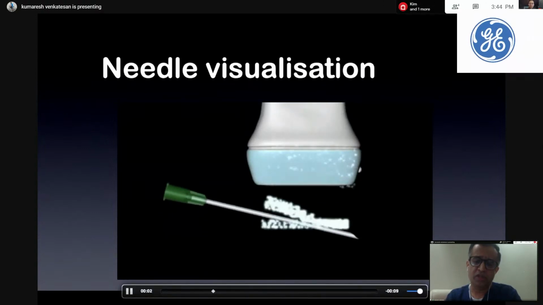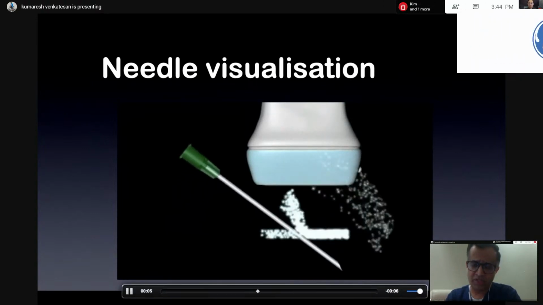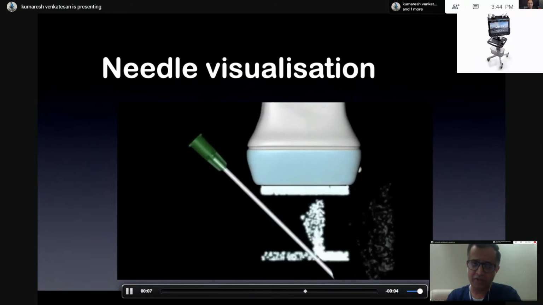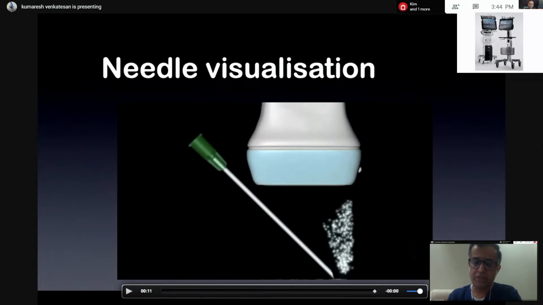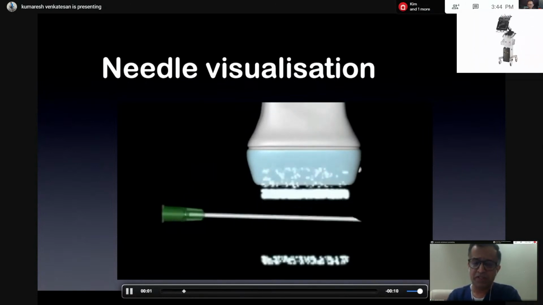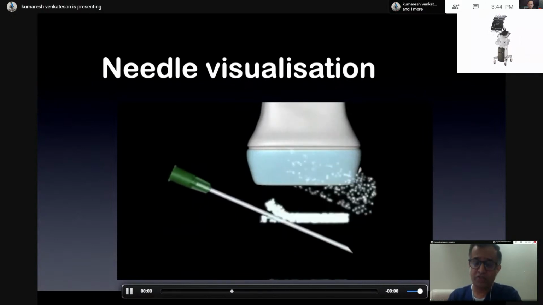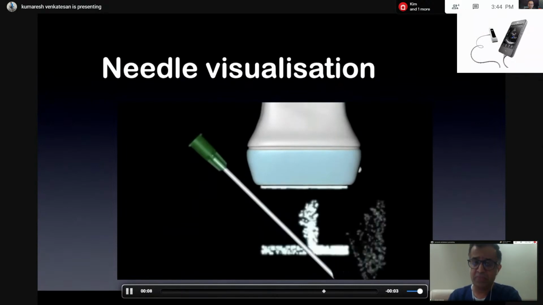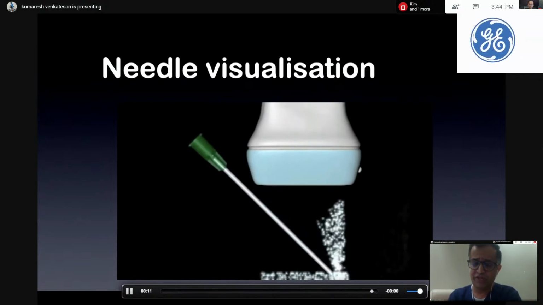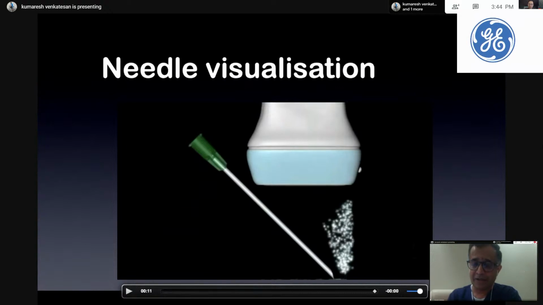So when the ultrasound probe transmits sound waves, the sound waves get reflected, and these reflected waves are transmitted as images. As you can see, when the needle is almost 90 degrees or almost parallel, a lot of waves are reflected, and the needle will be seen better. But as the needle gets steeper and steeper, fewer ultrasound waves are reflected and returned back to the probe. So the visualization of the needle becomes more and more difficult. There are methods to improve this. We'll talk about it in the next slide.